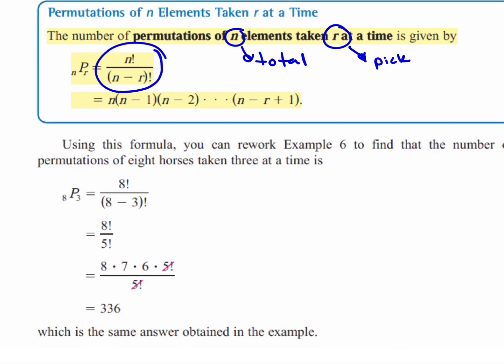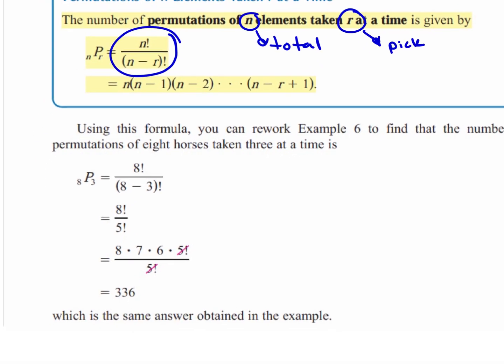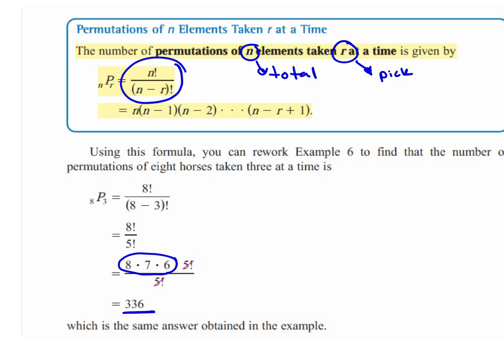It works it out for us here. We have 8 factorial over 8 minus 3 factorial. So it's 8 factorial over 5 factorial, which ends up just being 8 times 7 times 6, which we get 336. So again, you could do it either way. You could write it out with your spaces or plug it into the formula.